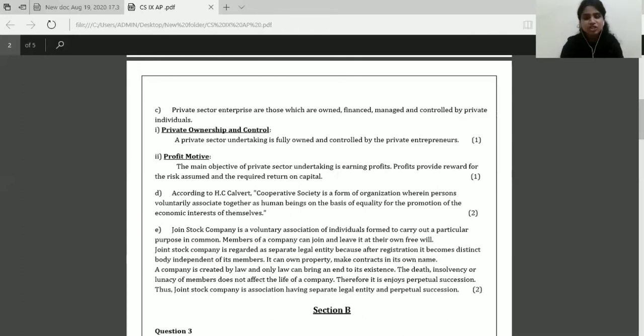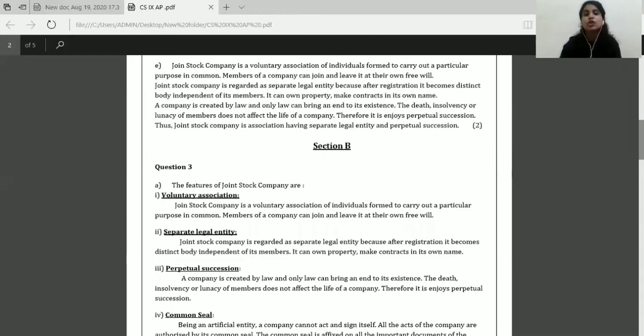Now moving on to section B. Now students, section B is a different section. It's a new section. So you will attempt this on a new page. Do not start section B where you finished the last answer of section A. Take section B to a new page. Write section B on top, and write the question number and the sub question number. So 3A. Now, what are the features of joint stock company? Now students, I have mentioned this before also.